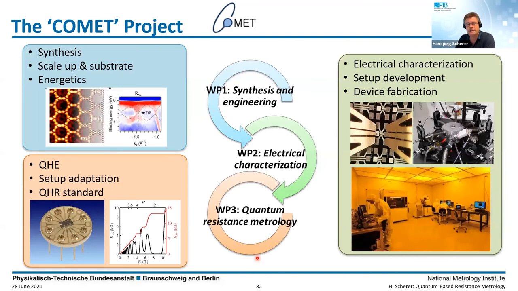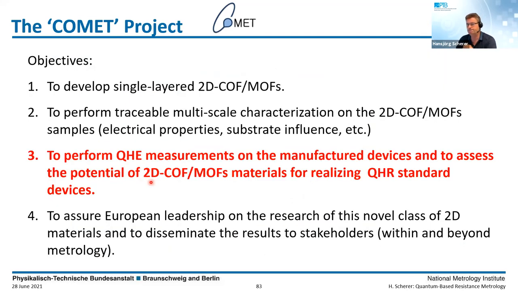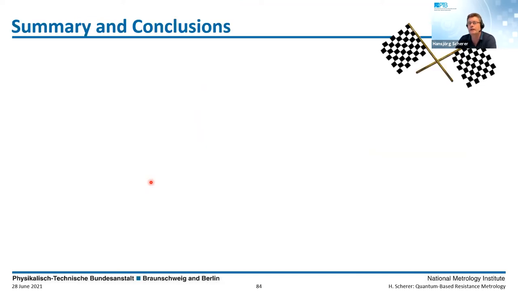I will skip the details of what we want to do in this project. Of course, we start with the synthesis of the materials, and in the end, we would like to evaluate their potential for quantum anomalous Hall, quantum Hall effect based resistance metrology. This is also part of the objectives: to perform quantum Hall effect measurements on the manufactured devices to assess the potential of the materials for such standards, of course.